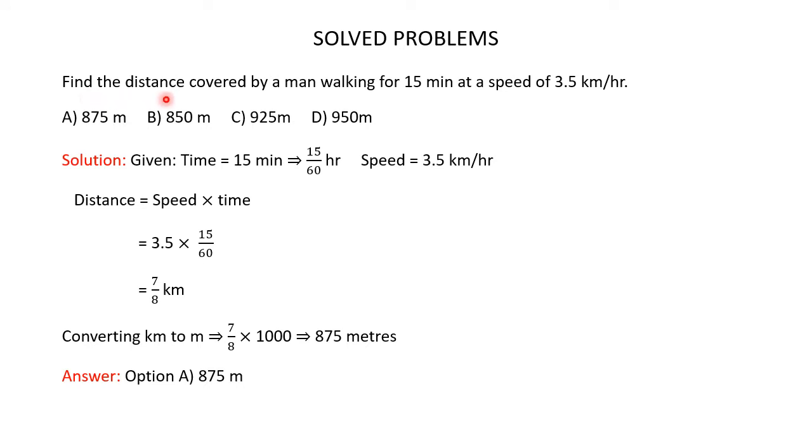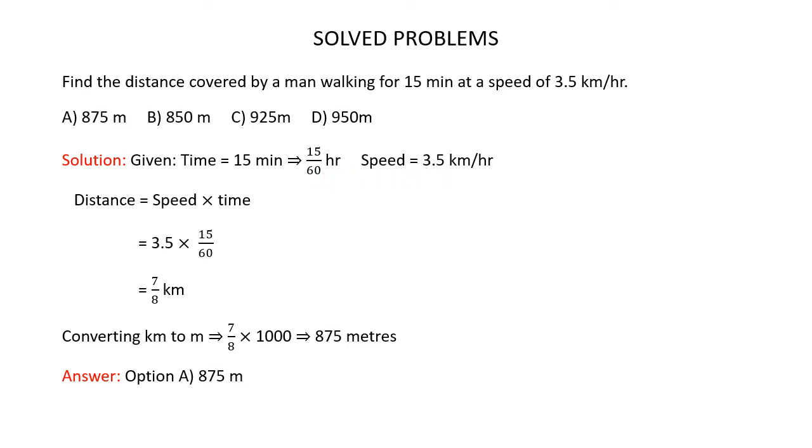Find the distance covered by a man walking for 15 minutes at a speed of 3.5 kilometers per hour. You are given 4 options here and you have to find out which of these options is the correct one. Now it's given that time is 15 minutes and speed is 3.5 kilometers per hour. Since the unit is hour here, let's convert this minutes to hours. We know that 60 minutes is equal to 1 hour. So 15 minutes is equal to 15 divided by 60 hours. So time is 15 divided by 60 hours and speed is 3.5 kilometers per hour.